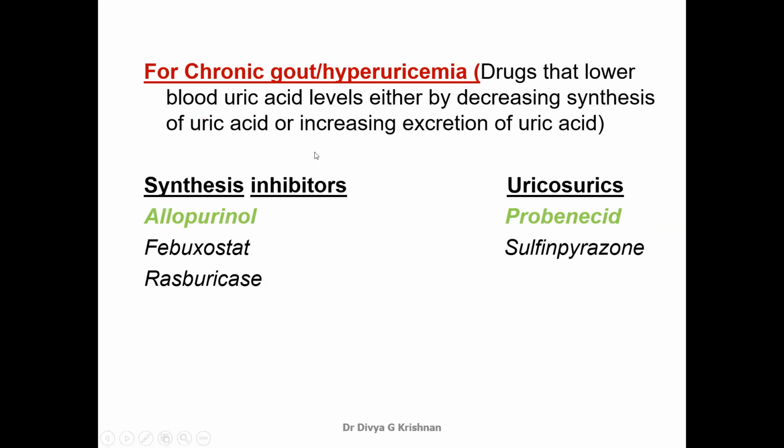One is called xanthine oxidase synthesis inhibitors, and the principal drug under this is allopurinol. You can also remember the other drugs, that is febuxostat and rasburicase. But the main drug that you have to remember here is allopurinol. The other class is the uricosurics, and under this, the main drug is probenecid. You can also remember another example, that is sulfinpyrazone. Now, let us take each class one by one.